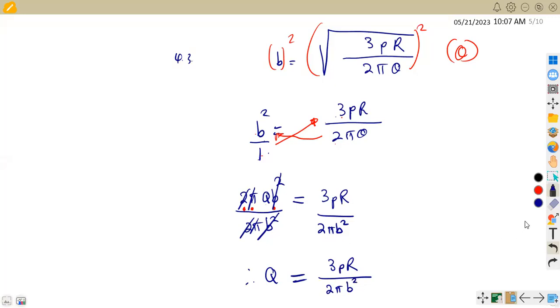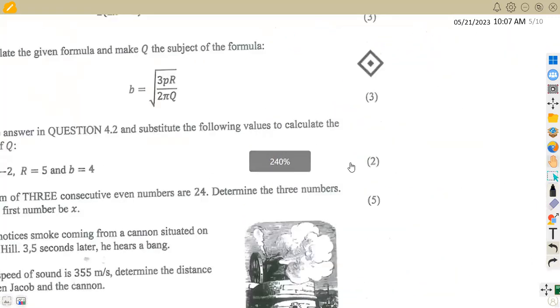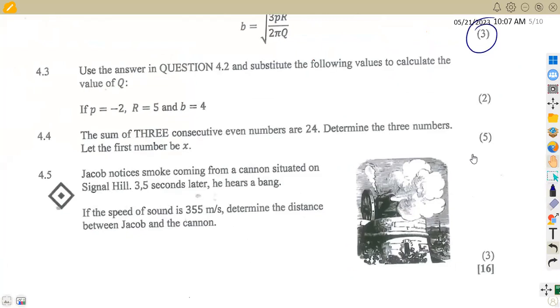Okay, so this is what we had in this question, guys. That's our q as the subject of the formula. So these are the typical questions that you might be given. This was actually 3 marks, to make q the subject. All right, we move on to question 4.3.